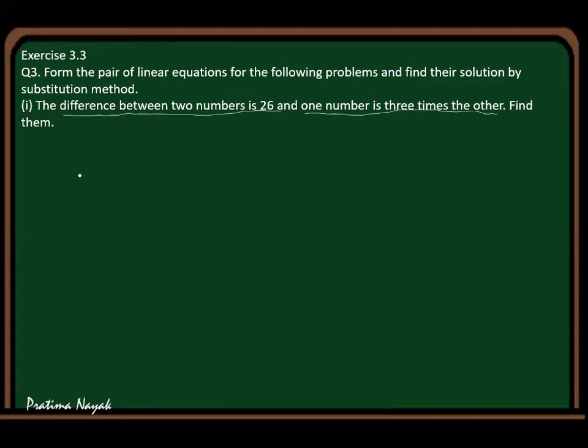There are two numbers. We can take them as x and y, and you will make the relations. The difference between two numbers is 26. One number is 3 times the other. So these will be two relations, two equations, then we will solve them. Unless you frame two equations, you cannot get x and y. So let the numbers be x and y. We are assuming that x is greater than y.